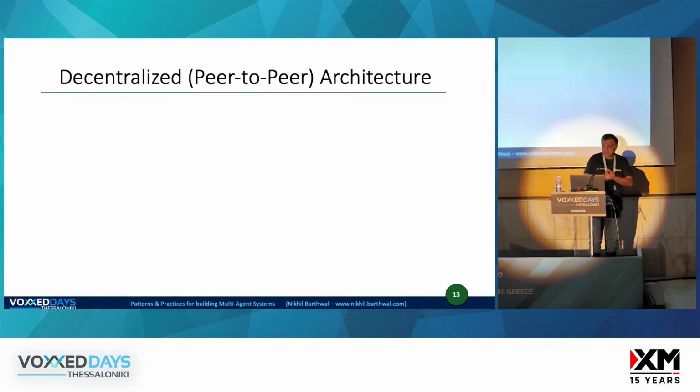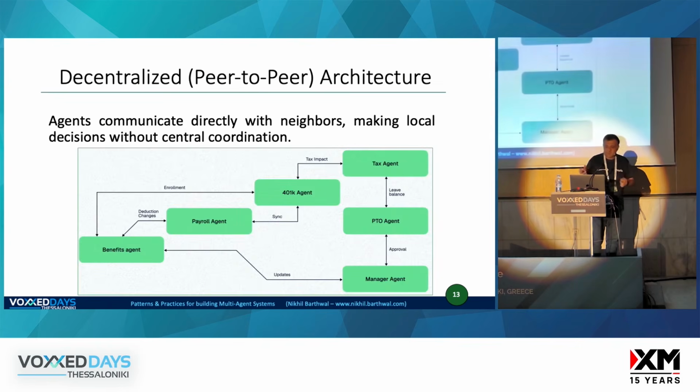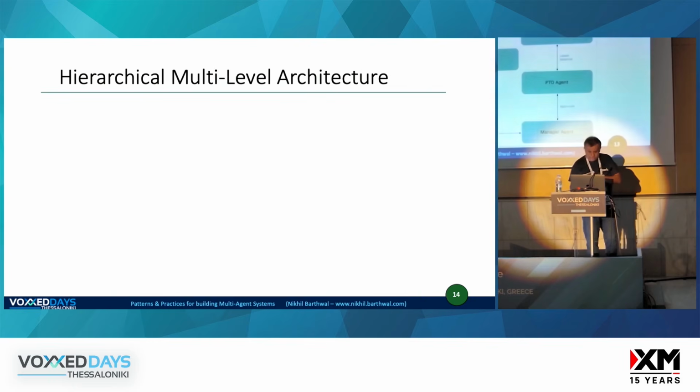Another one is decentralized, peer-to-peer architectures, right? We don't really have any central entity. We have multiple agents, like this HR system that I picked as an example: payroll, 401k, which is basically a retirement plan, tax, etc. They all talk to each other. There is no single entity. I'll go a little fast because I think I'm running out of time here.